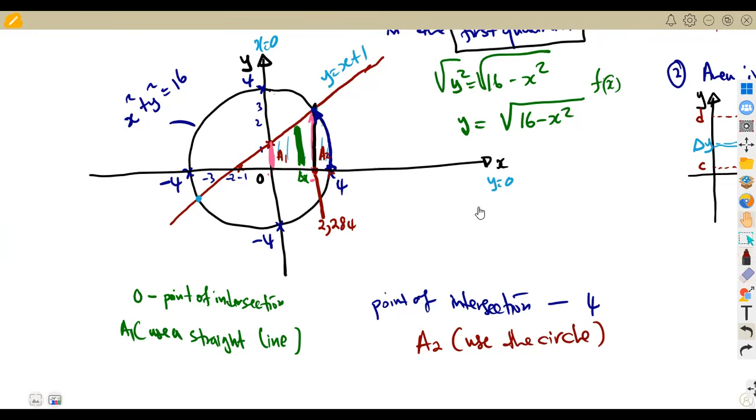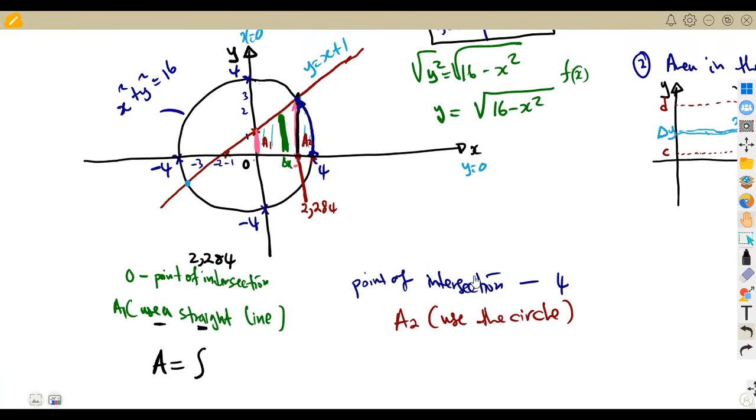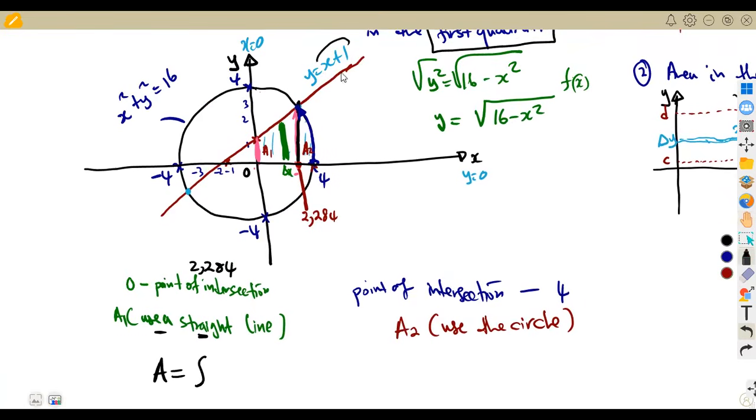So let us have our area. Remember we said from 0 to the point of intersection, which is from 0 to 2.284, we are going to use a straight line. So our area is going to be the integral of the straight line, which is x plus 1. So we're going to consider the straight line only, that is x plus 1, with respect to x, and the limits are from 0 to the point of intersection. The lower limit is 0, the upper limit is 2.284.